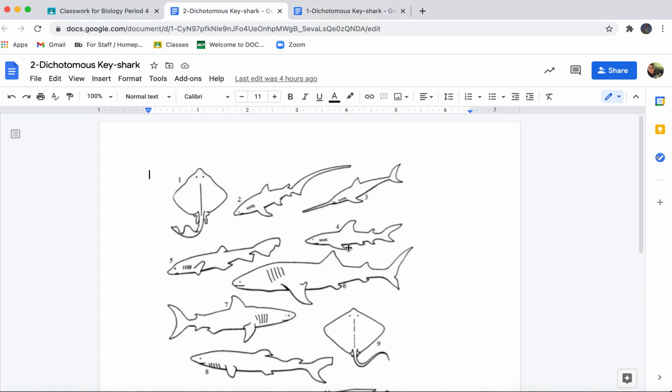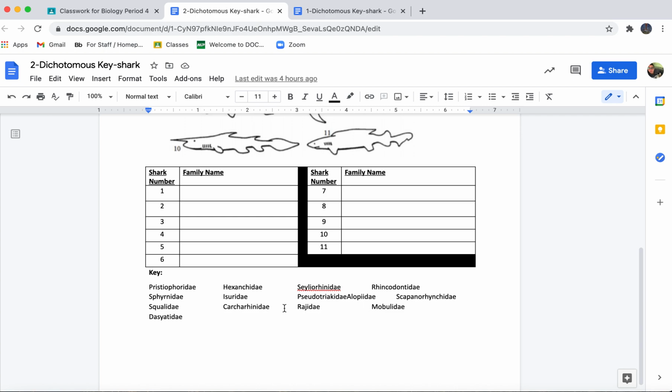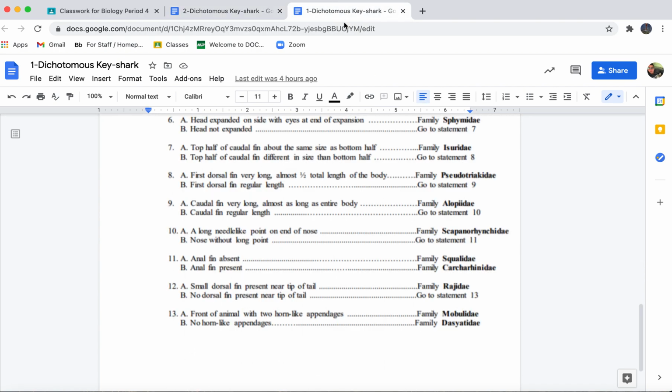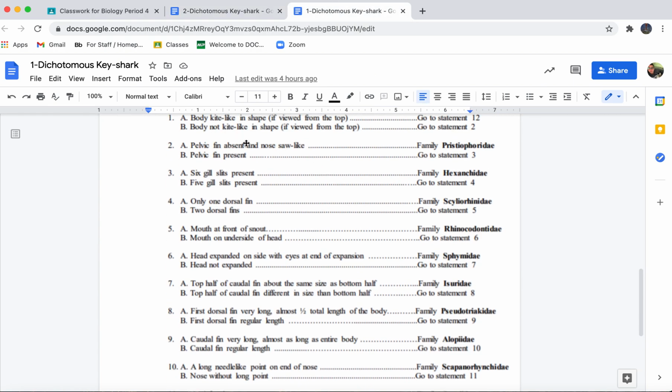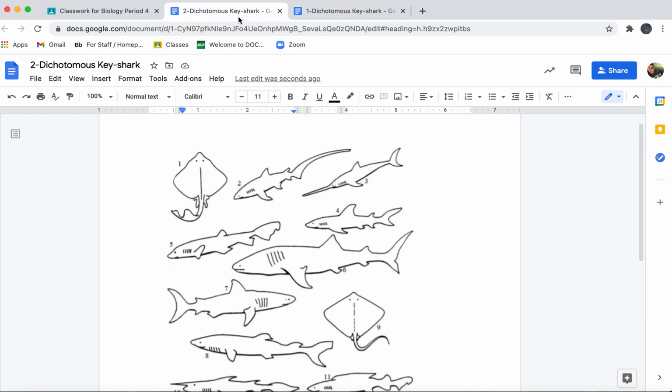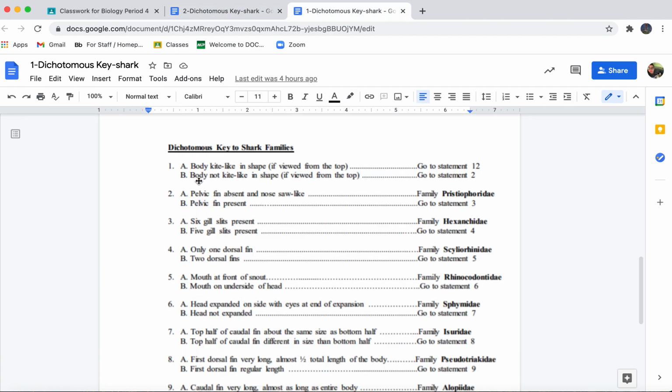We go onto our chart. All we need to do is find this Ragidae here, and we're going to copy it, and we're going to paste it into the box for number 1. That's it. Now, if we move on to number 2, okay, we need to start back at question 1. We go all the way back up to the top. So is the body kite-like in shape or not kite-like in shape? If we look here, this is very clearly not shaped like a kite. Okay, so we're going to go with B.